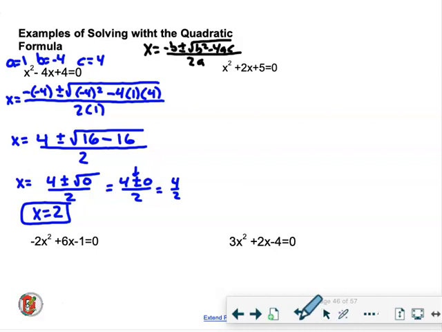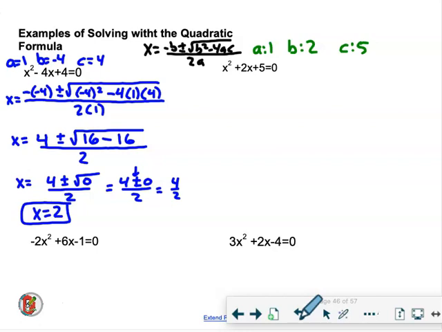Okay. Some of these you might be able to find a way to factor as well, but that's not what we're practicing right now. That's why I would always try to factor first if possible. But for the purposes of this lesson, we're going to do all of these with the quadratic formula, even if there was a way to factor.